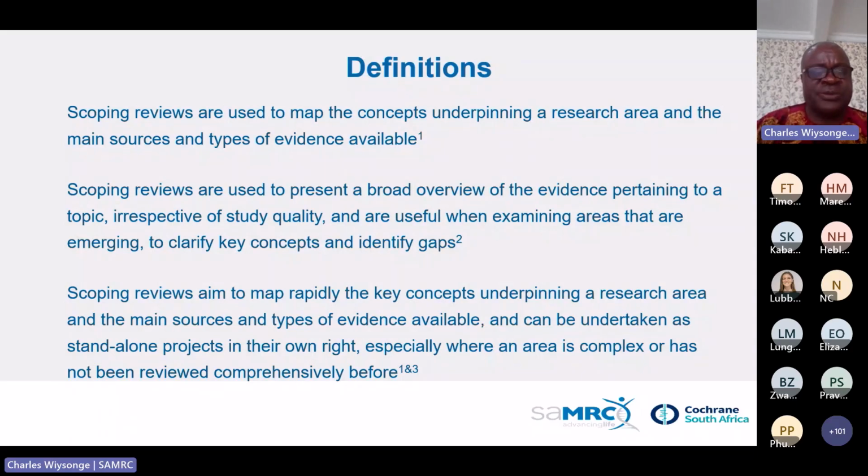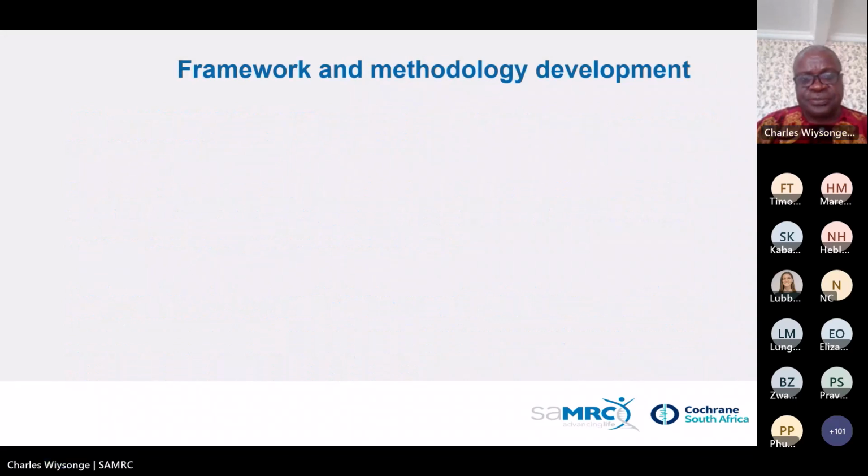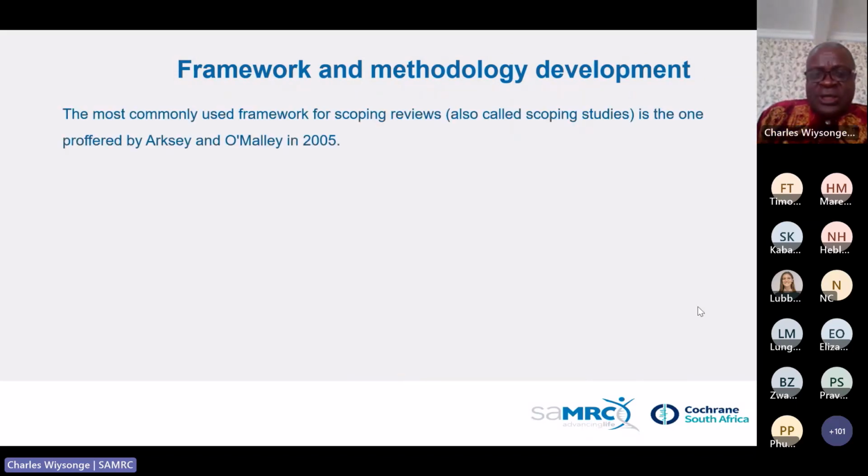Very often people use scoping reviews as a first step into conducting a systematic review. Once you have broadly mapped out, then you can see areas for which a systematic review could be conducted, and then you can assess the quality of those studies. Compared to systematic reviews, scoping reviews are a relatively more recent concept, and people have come out with various methodologies.